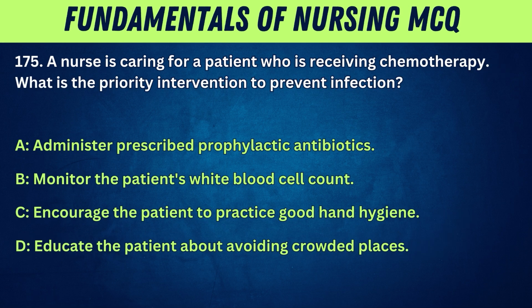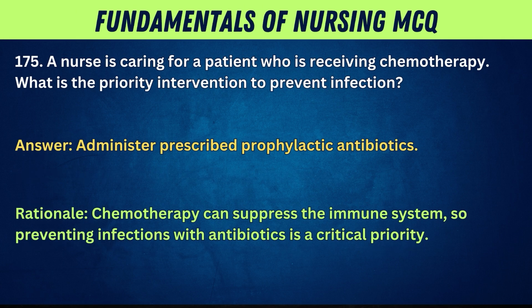175. A nurse is caring for a patient who is receiving chemotherapy. What is the priority intervention to prevent infection? A. Administer prescribed prophylactic antibiotics. B. Monitor the patient's white blood cell count. C. Encourage the patient to practice good hand hygiene. D. Educate the patient about avoiding crowded places. Answer. Administer prescribed prophylactic antibiotics. Rationale. Chemotherapy can suppress the immune system, so preventing infections with antibiotics is a critical priority.